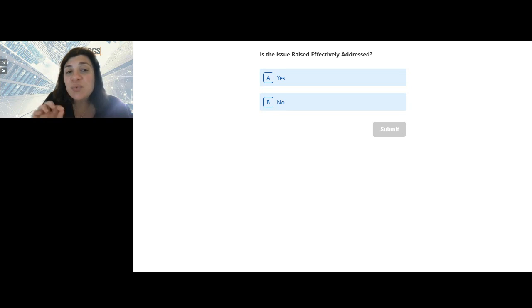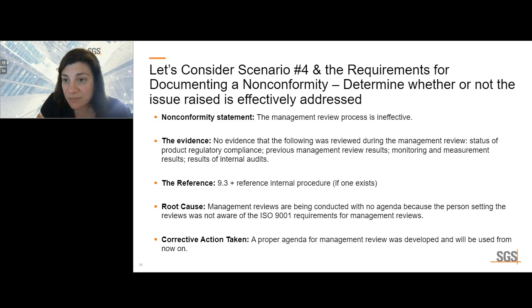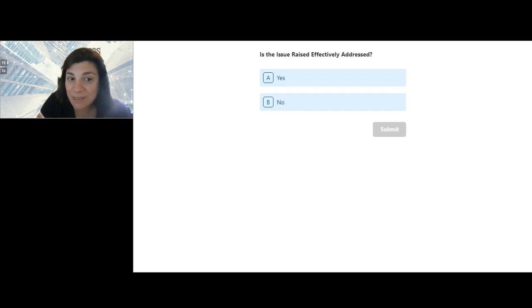Is the issue raised effectively addressed? Essentially, is the corrective action that's taken addressing the non-conformance and the root cause? That's the question. Yes or no?